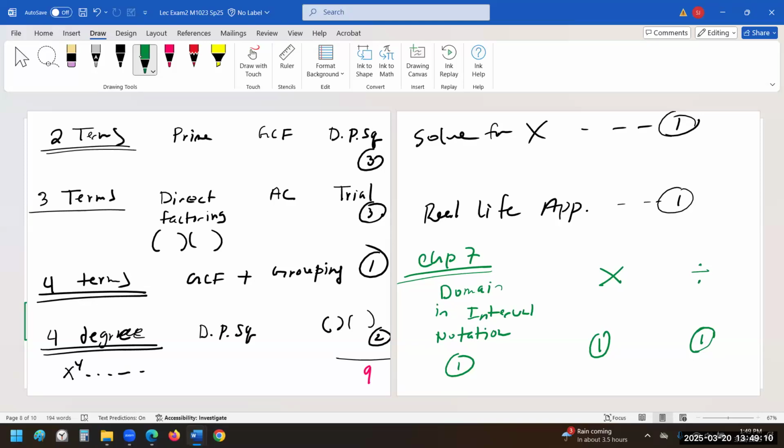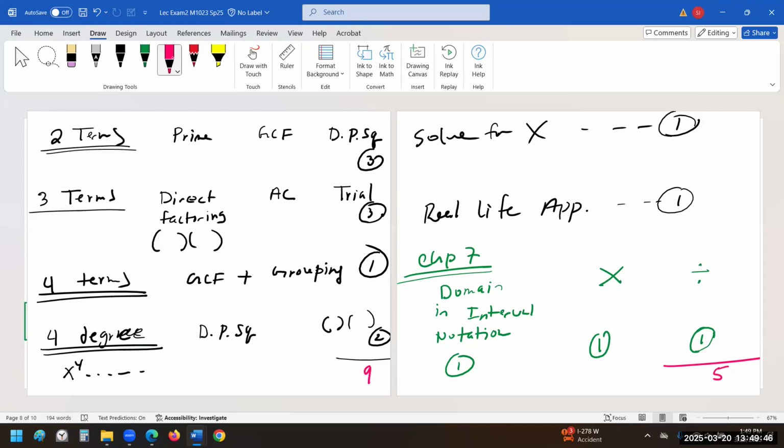Direct factoring method. Which one are you saying? Oh, difference of perfect square. I'm too lazy to write this down, so just abbreviation. Do you know how many questions? 9, 10, 11, 12, 13, 14. 14 math questions, and the rest are exponent.